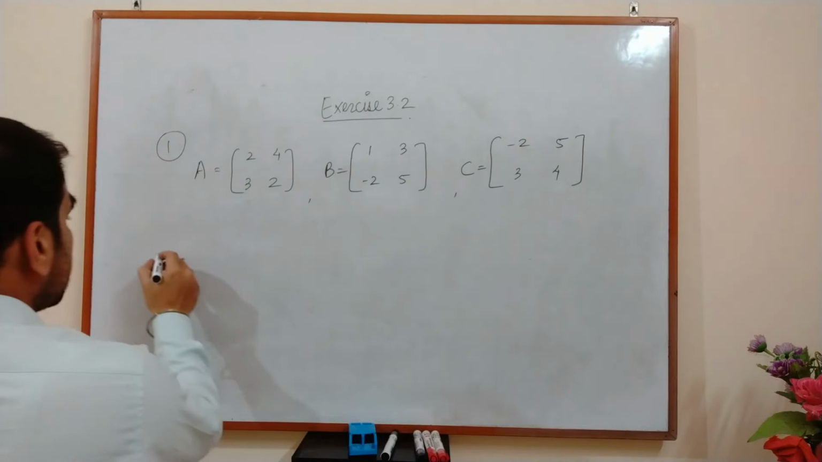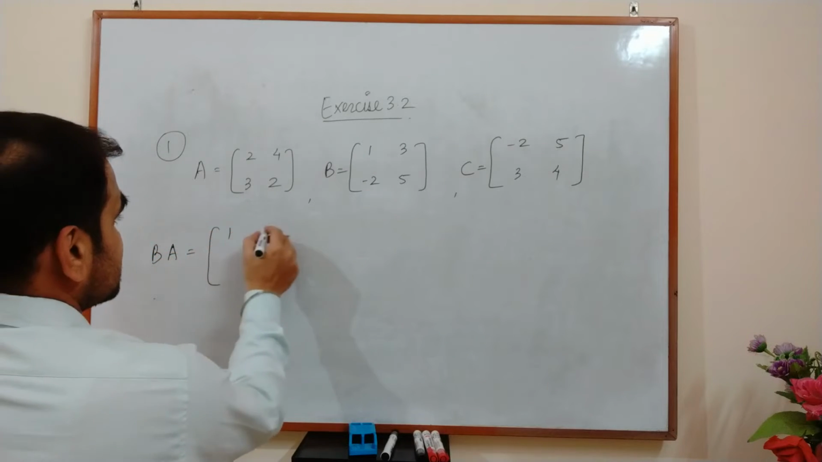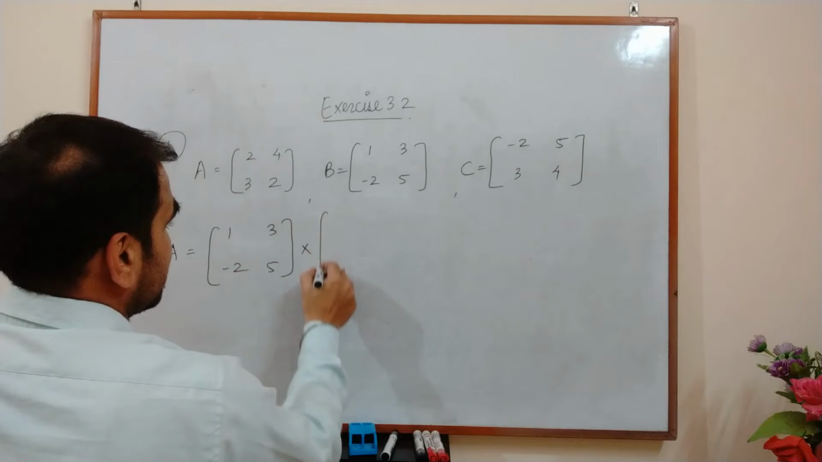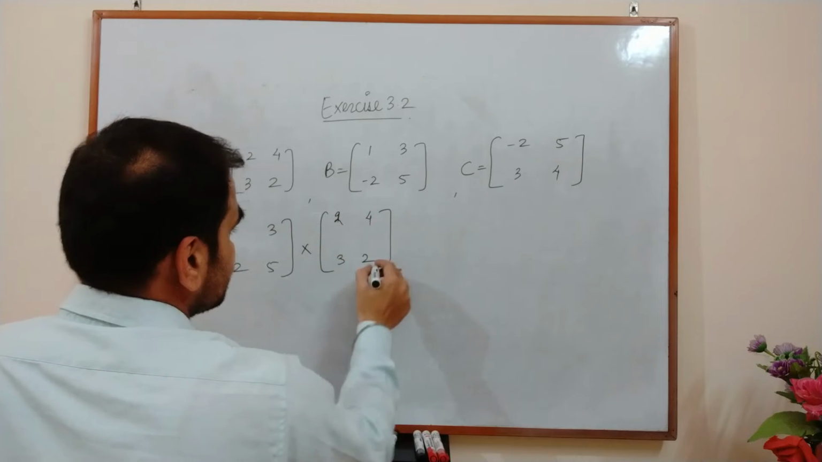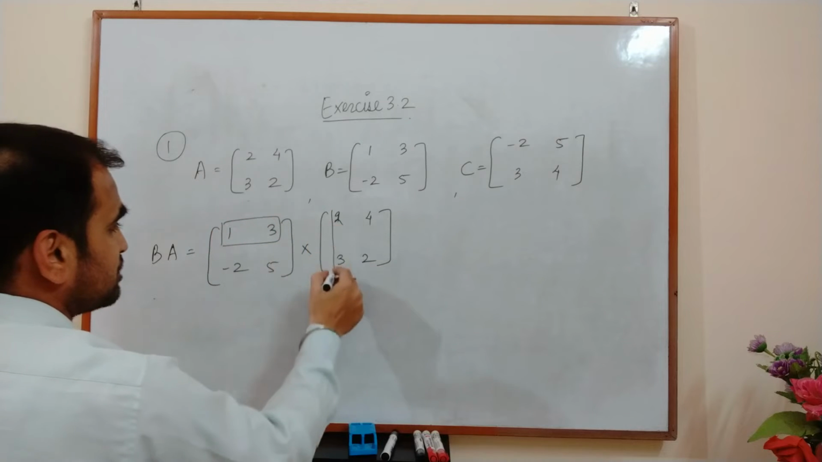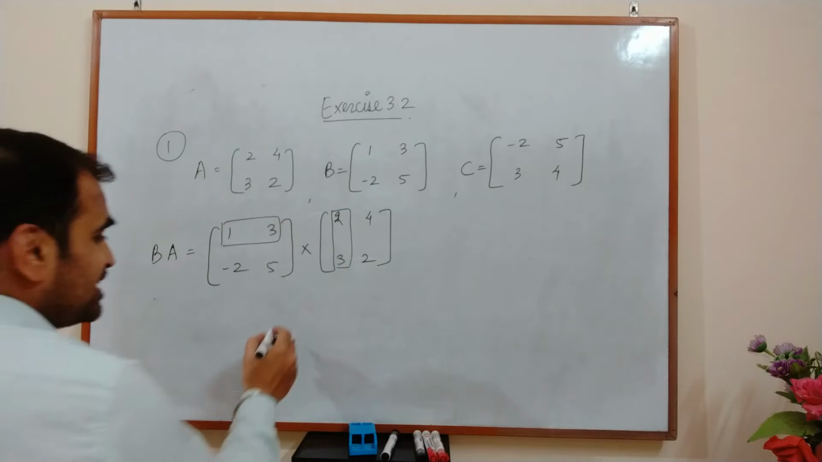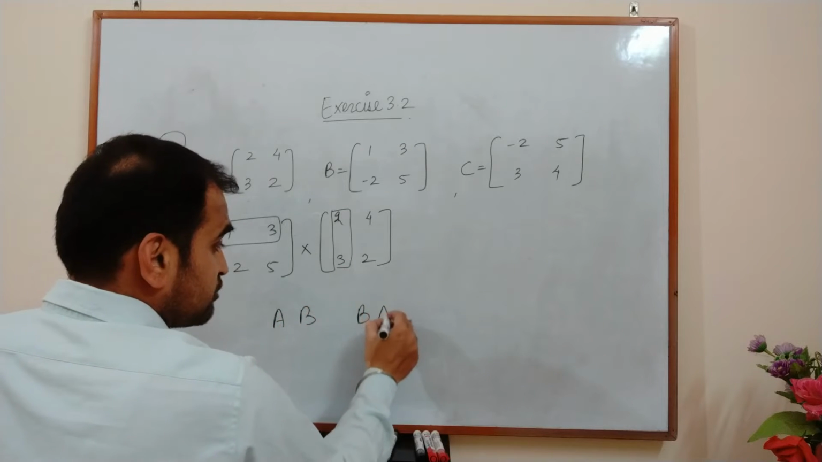While performing the BA operation, the B matrix is like this, multiplied by 2, 4, 3 and 2. While performing this operation, you have to take the elements from this and then multiply the first column elements. Fine. Here you can see the matrix multiplication AB is not equal to BA.